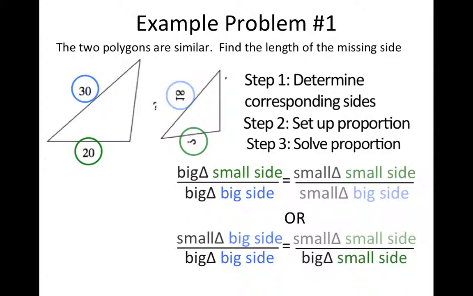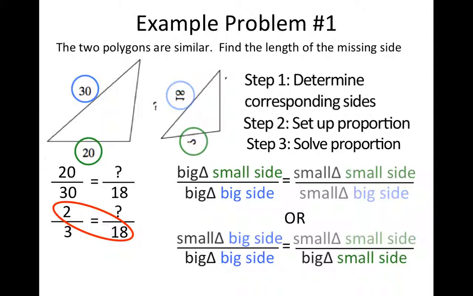So I now need to solve my proportions, so I'm going to choose to do the top one. I'm just going to say 20 over 30, that is the small side of my big over the big side of my big, needs to equal the small side of my small over the big side of my small. I can reduce the fraction on the left, simplify it to 2/3.